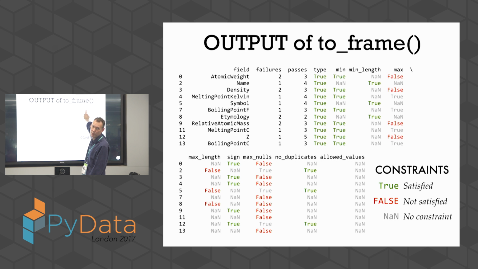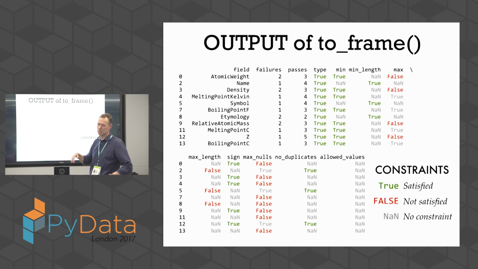So this is probably when we verified against 118, and the max was higher in the 118 dataset than the other dataset. There was no max length constraint, again, because it's not a string field. The sign constraint passed. The max nulls constraint passed, so that means there were nulls in the atomic weight when there was a constraint saying they weren't allowed to be. And there was no duplicates constraint and no allowed values constraint. Does that make sense?